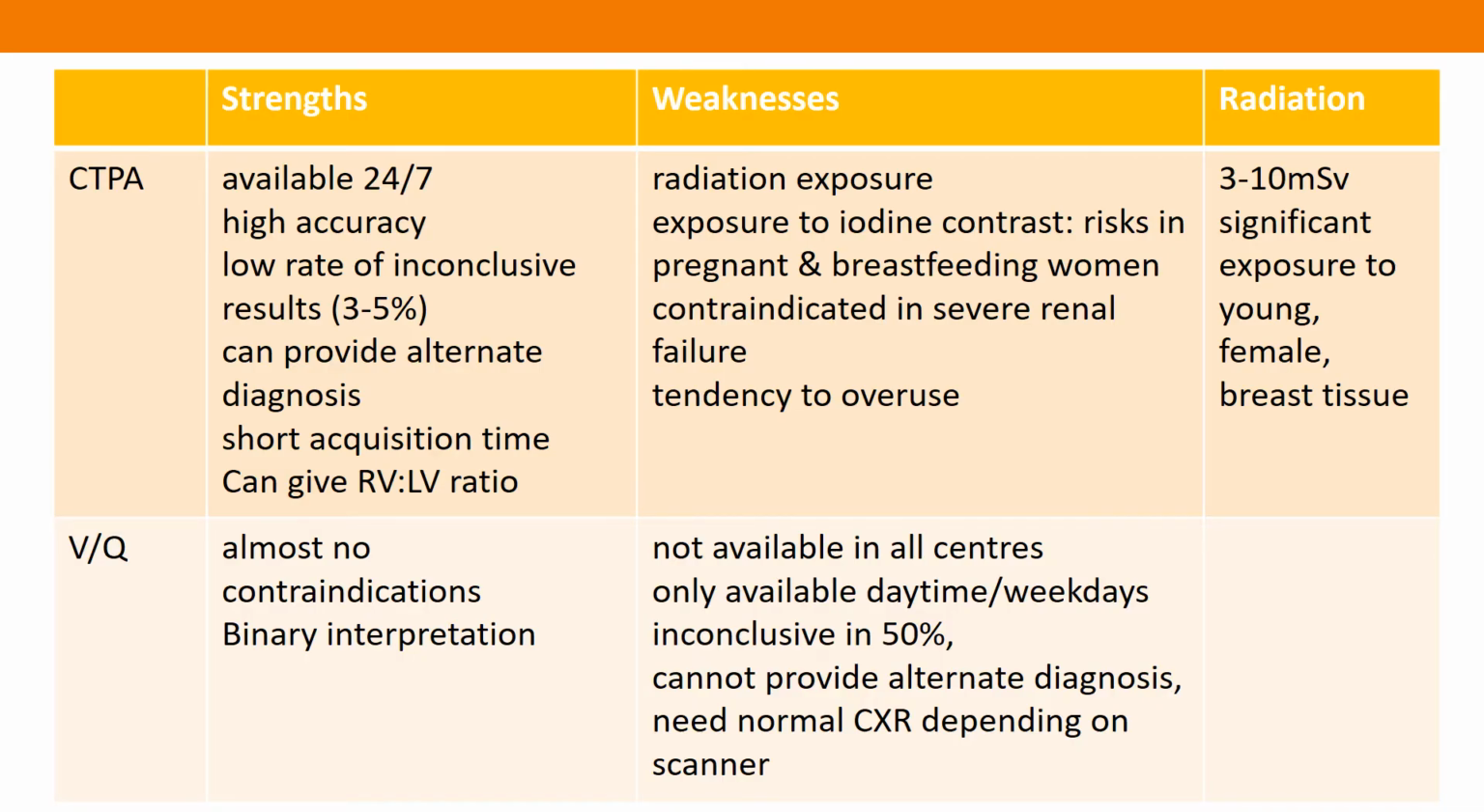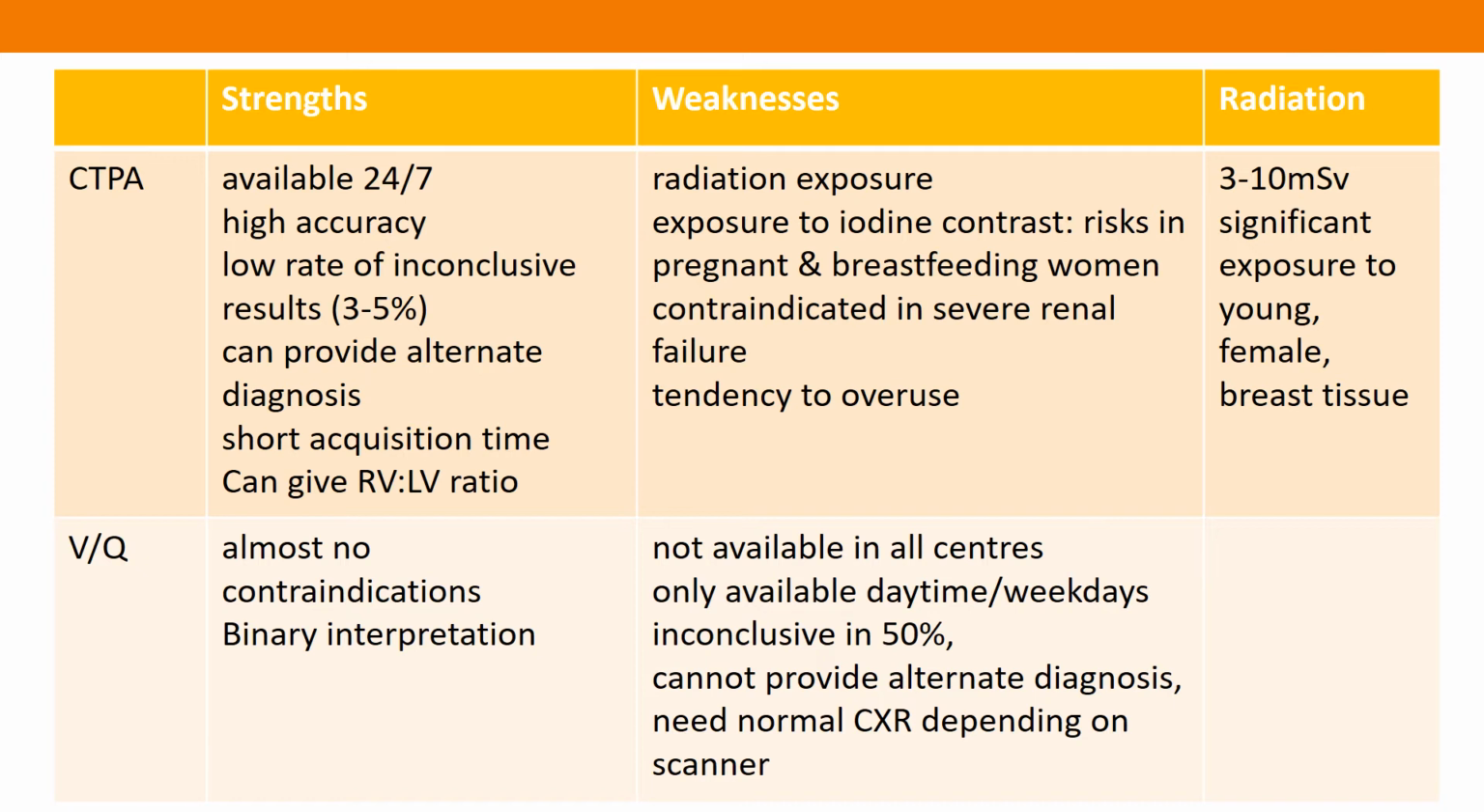Now, when we look at imaging, we have two main options, and they include CTPA and VQ scan or nuclear medicine scans. Now, CTPA, the strengths are it's available 24/7, has a high accuracy and low rate of inconclusive results at about 3 to 5%, and can, of course, provide alternate diagnosis. There's often a short acquisition time and can give the right ventricle to left ventricular ratio, which, as you saw on the echo slice, is quite important when considering the need for thrombolytic therapy.